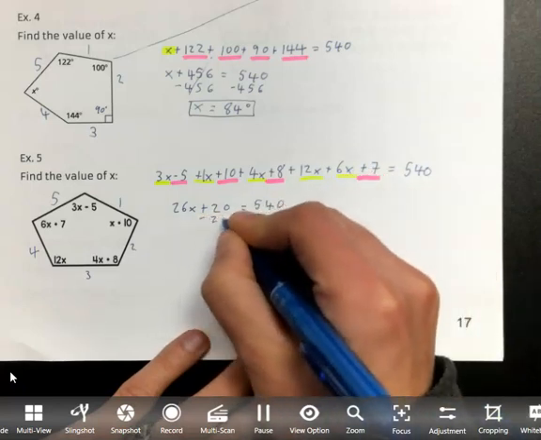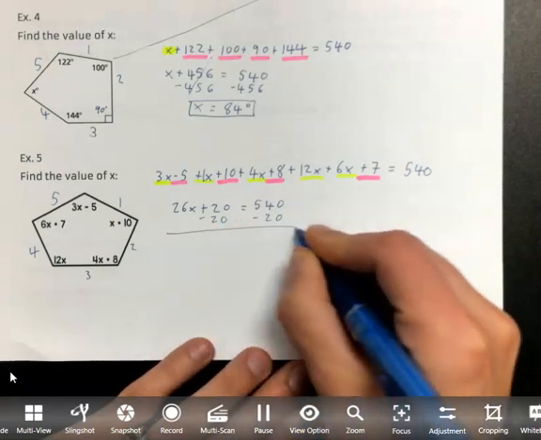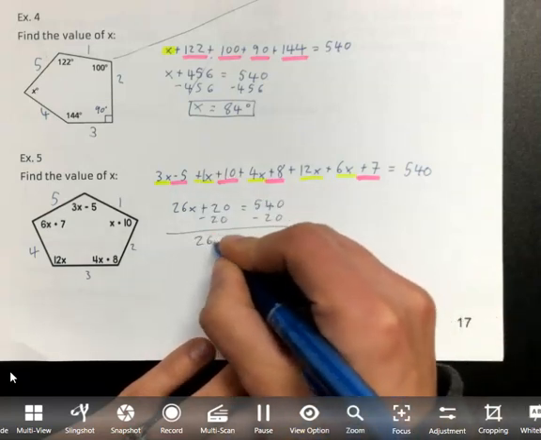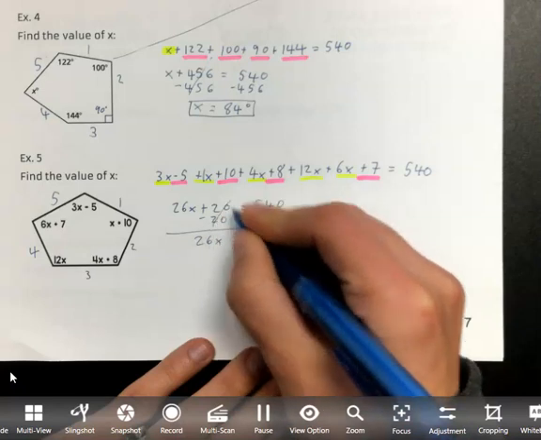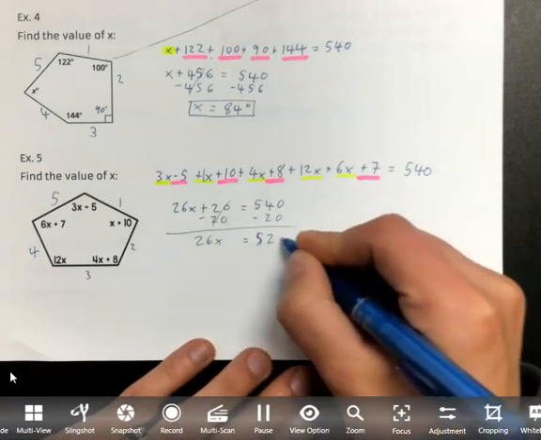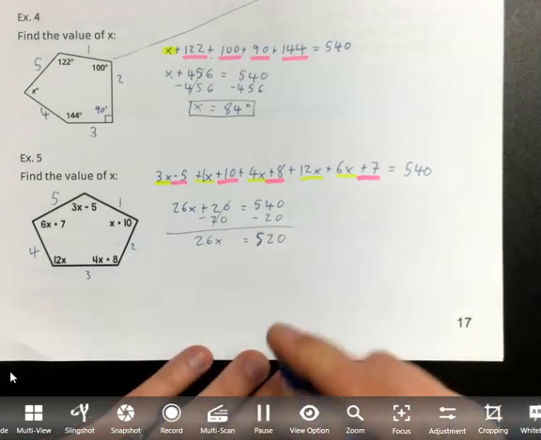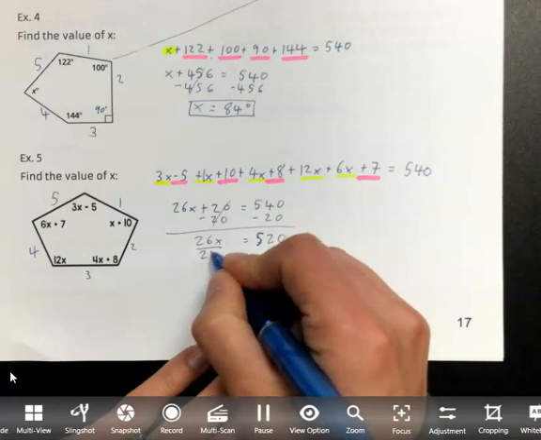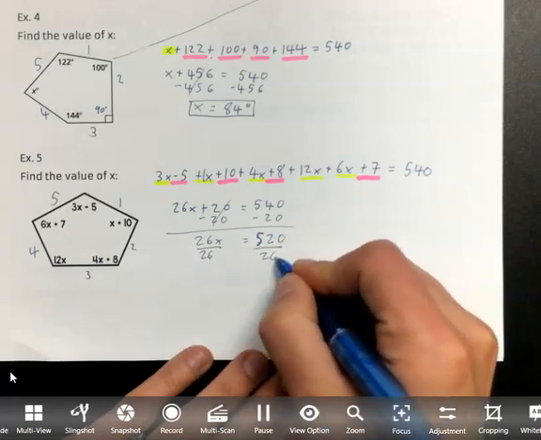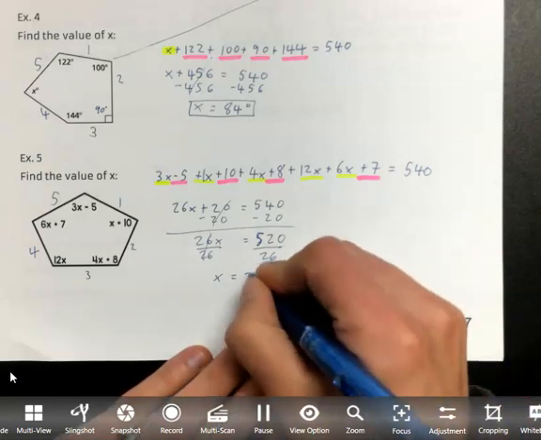All right. Now let's try to get that x by itself. So I have to move that 20 to the other side. And we've got 26x, that cancels out, equals 520. Okay, so now I'm still trying to get the x by itself, so I have to divide by 26 on both sides. Okay, and x is equal to 20.